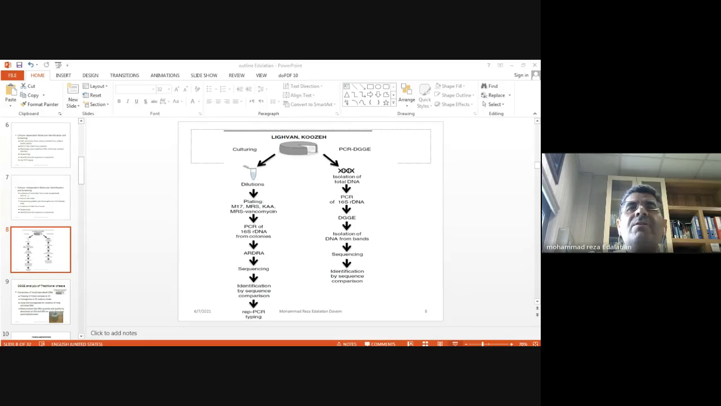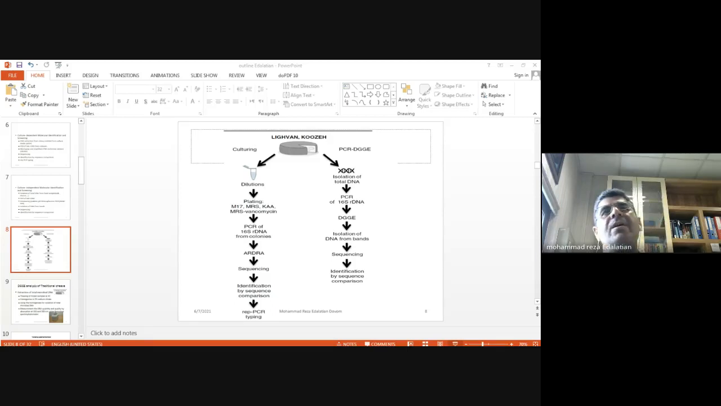And after PCR, we should perform the DGGE, and I will explain more about the DGGE in the next slides. After DGGE, isolation of DNA from bands, and after that we have sequencing, and finally we have identification by sequence comparison, as you can see here. So you can compare here between these 2 methods. As you can see, these 2 procedures have some similarities and some differences.